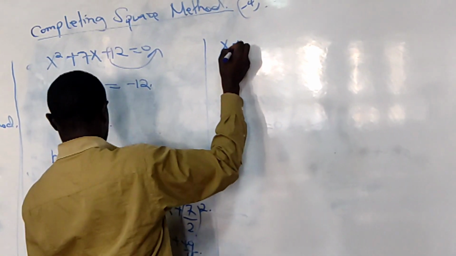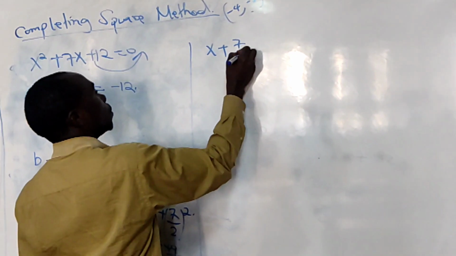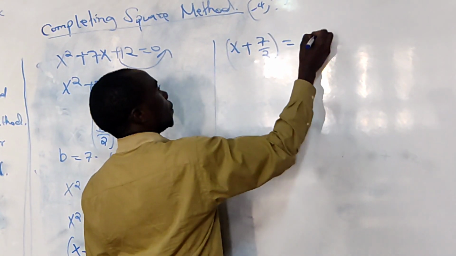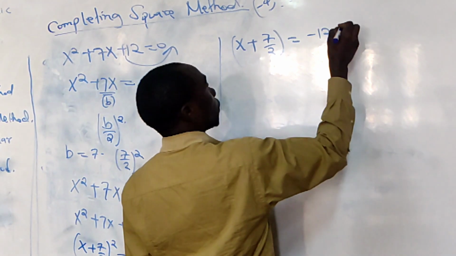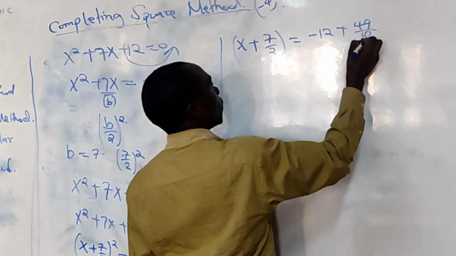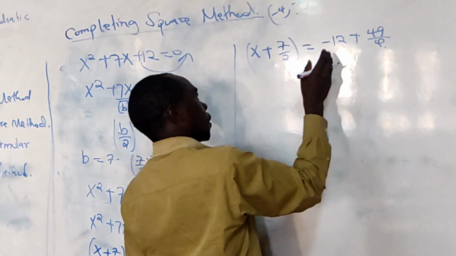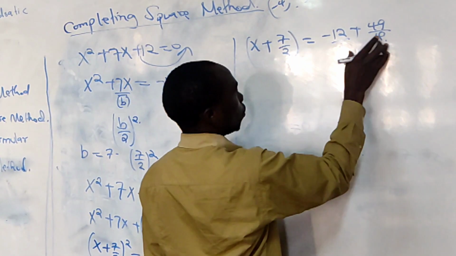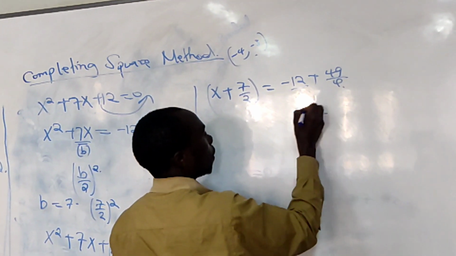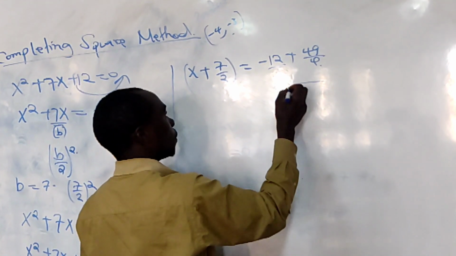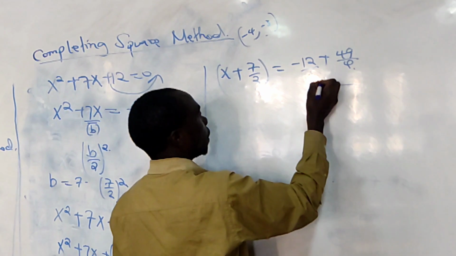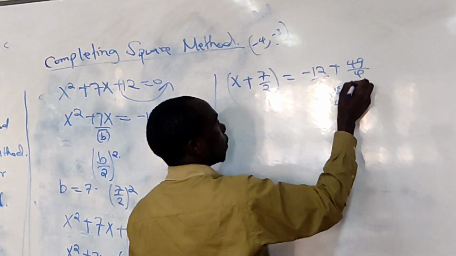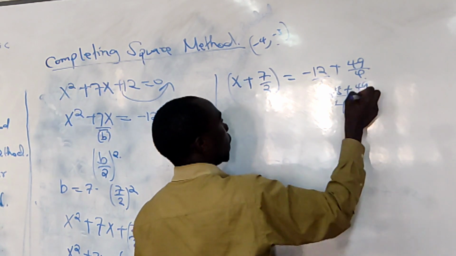Now we're going to have x plus 7 over 2 equals -12 plus 49 over 4. Now, look at these two numbers. You can look for the LCM, you'll get 4, or you can press it in your calculator. So there you're going to have -48 and then plus 49. 4 goes here once, you're going to have 49.